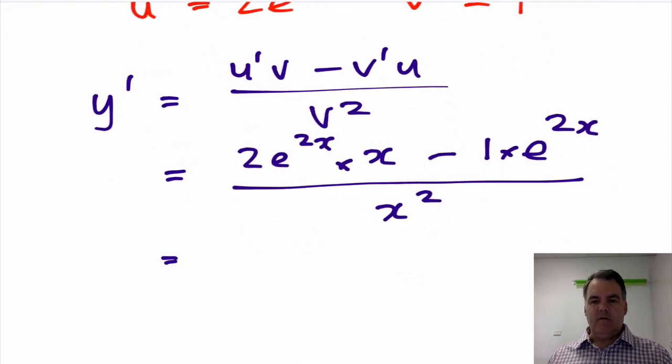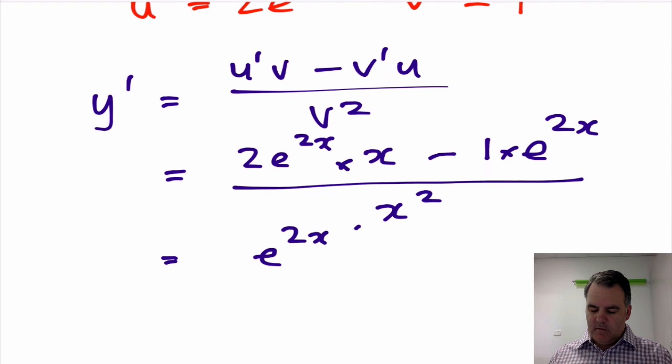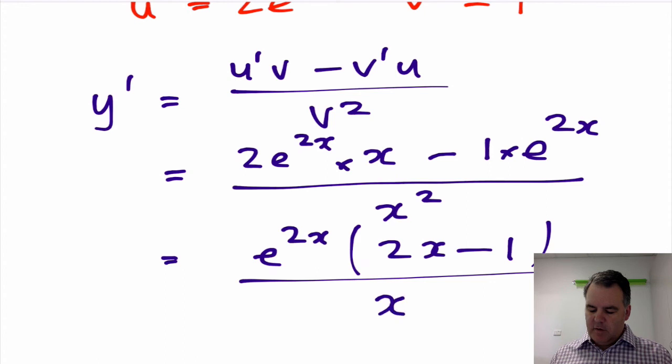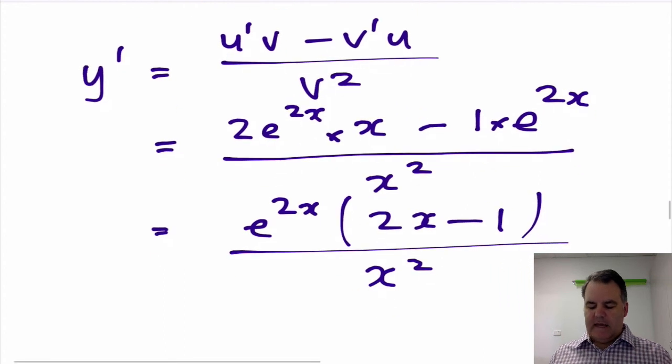That is the derivative. And again, I'm going to tidy this up. The top line, common to both of those is e to the 2x, times (2x minus 1), over x squared. And that's about as nice as we can get it, I think.